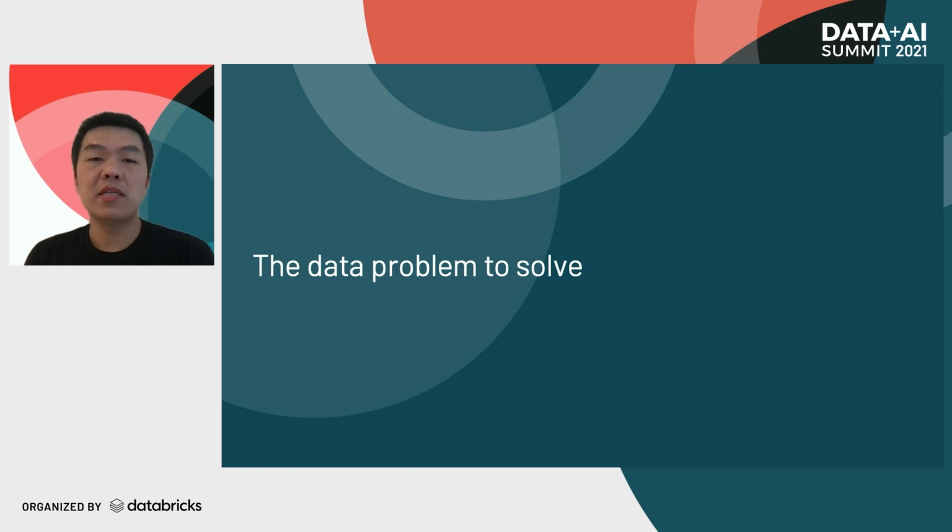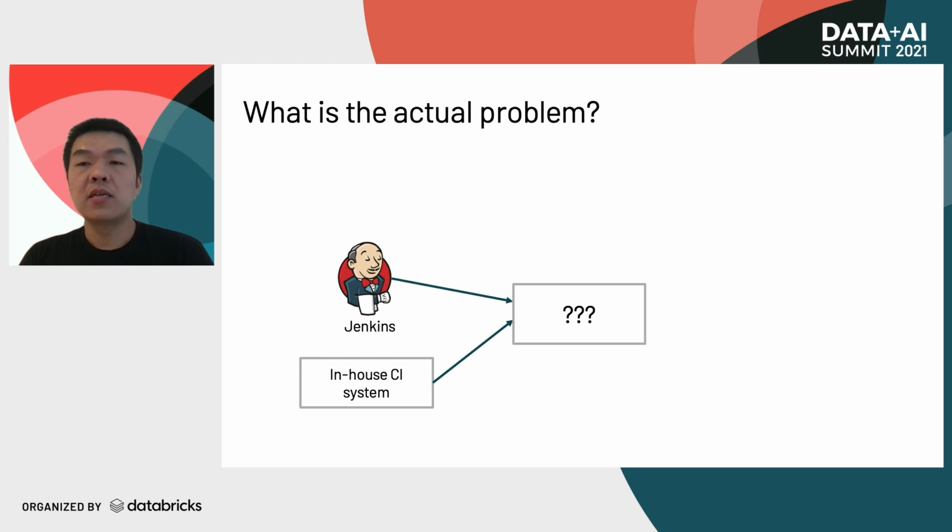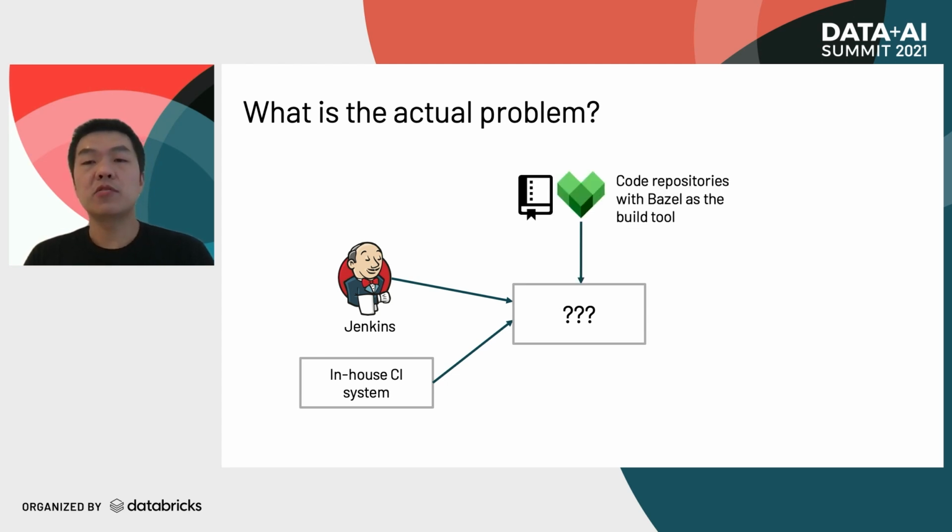First, let's see what is the problem we need to solve. For this problem, we need to collect data from 3 sources. We need to get test results from Jenkins and our in-house CI system. Also, we need to establish the mapping from test to test owner. Since we use Bazel as the build tool inside Databricks, we need to figure out how to get the owner information for each test target defined in Bazel.